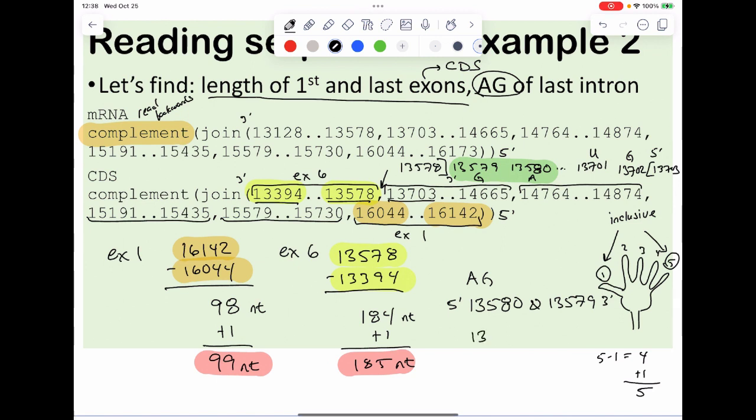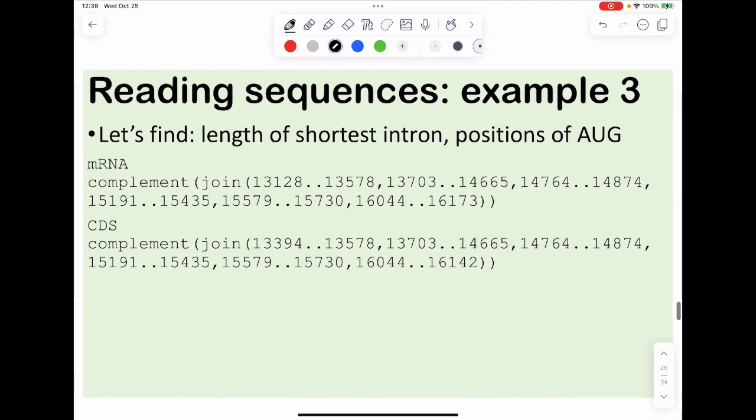Could you have listed 13579, 13580? Yeah, you could have, because we're not necessarily asking for actual orientation. So they are within those two. More properly, you should list things 5 prime to 3 prime. Then you can get problems like this: find the length of the shortest intron. So the introns, again, are going to be these lengths.